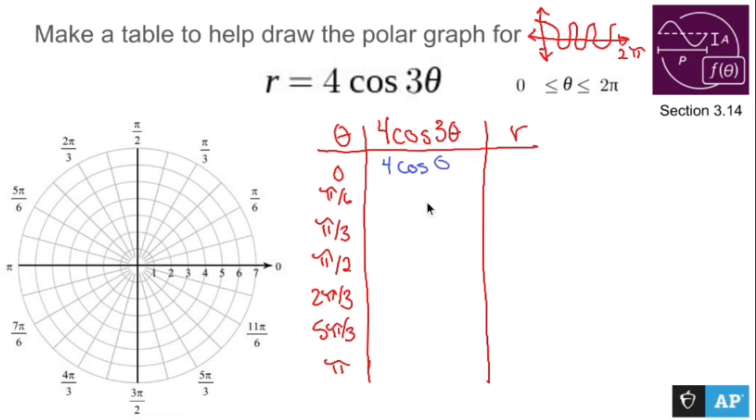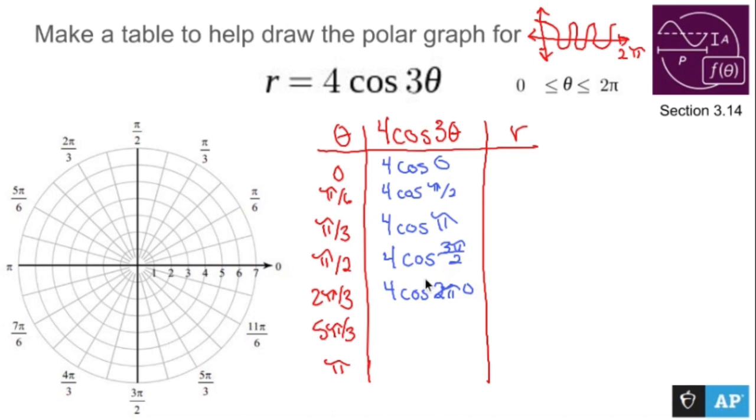We'll deal with that when we have to deal with that. 4 cos 3 times pi over 6: 3 pi over 6 is pi over 2. 4 cos 3 times pi over 3: that's pi. 4 cos 3 times pi over 2: that's 3 pi over 2. 4 cos 3 times 2 pi over 3 is 6 pi over 3, which is 2 pi. Now, wait a minute. 2 pi is the same as 0.